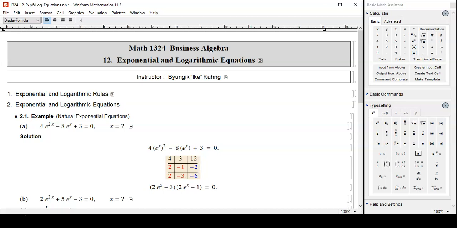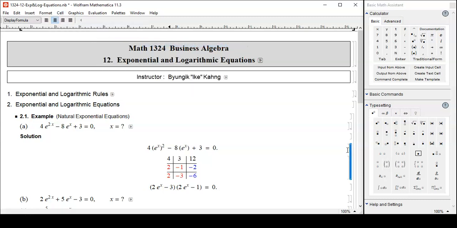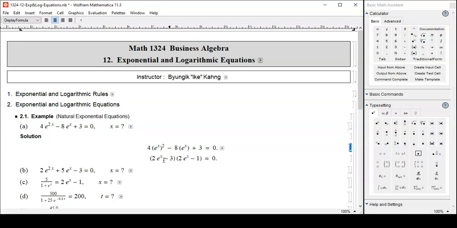Does all computation, all multiplication work? 2 times 2 is 4, negative 3 times negative 1 is 3, 2 times negative 1 is negative 2, 2 times negative 3 is negative 6, all good. Cross multiply, 2 negative 3, okay, that's here. And 2 negative 1, that's there. So cross multiply, we get this. Okay, now that we have this, let's go ahead.